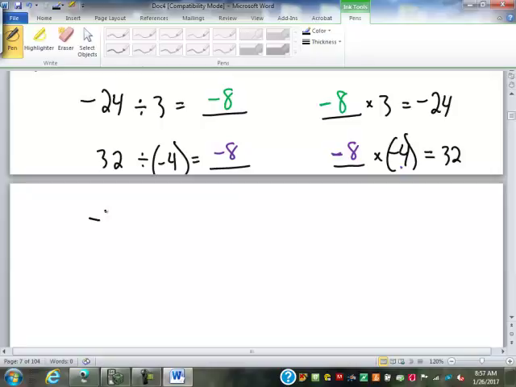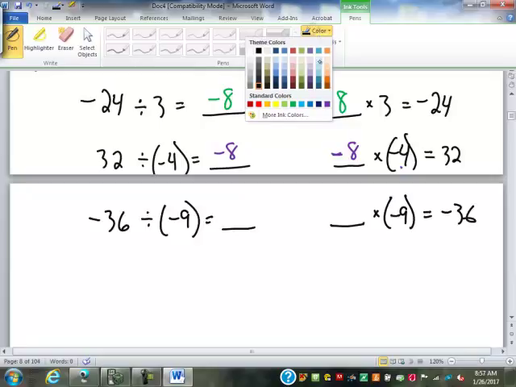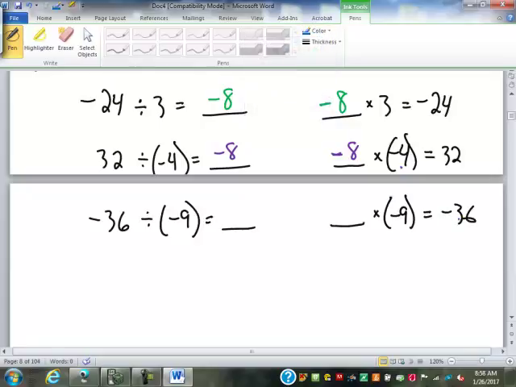If I have a negative 36 divided by a negative 9, what that is asking me is what number times a negative 9 equals negative 36. Again, let's look at the signs first. This is a negative 36. To get a negative result, I have to multiply one of each, right? Well, the 9's already negative, so this one has to be positive. What times 9 equals 36? 4. So that's a positive 4.